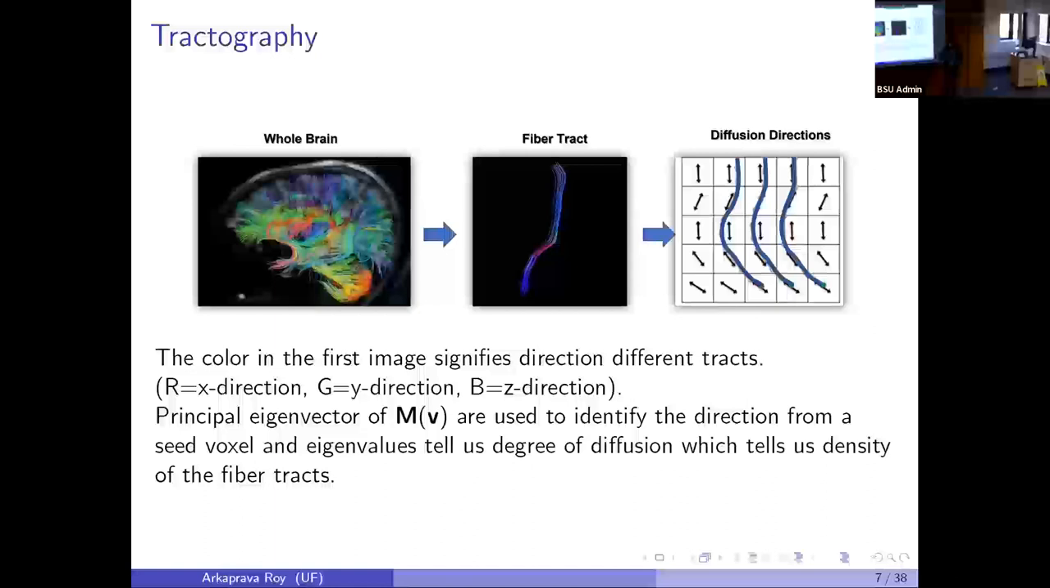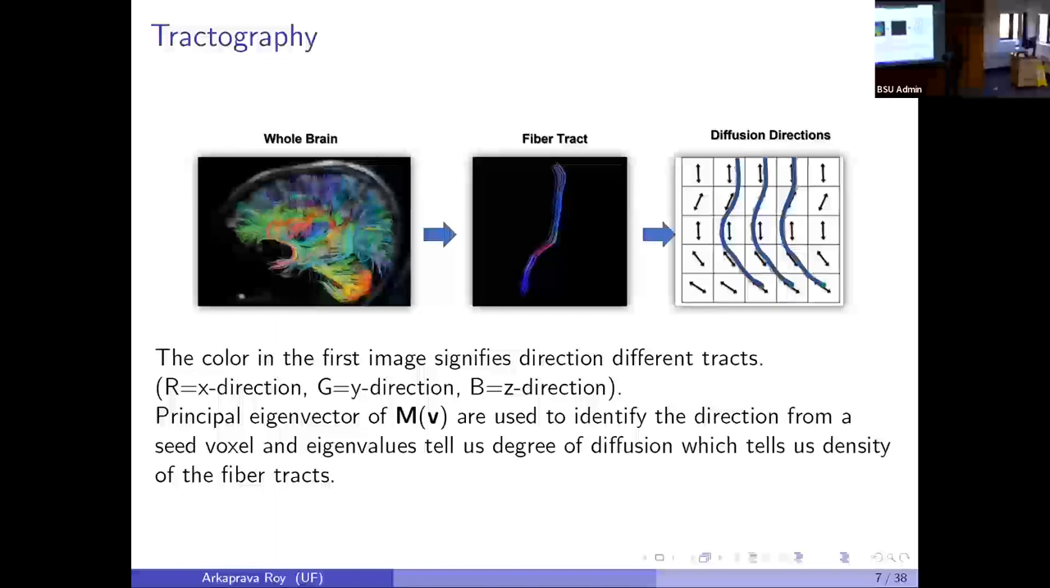So when we do the fiber tracking, we start from a seed voxel and follow the principal diffusion direction that is estimated from MV, and follow that route to identify these fibers. And if we do that in the whole brain, it looks like that. So essentially, this is the data that we use. For each voxel, we have diffusion direction data. So at each voxel, we have vector value data. It's not just a scalar value that we have. So values of three things.